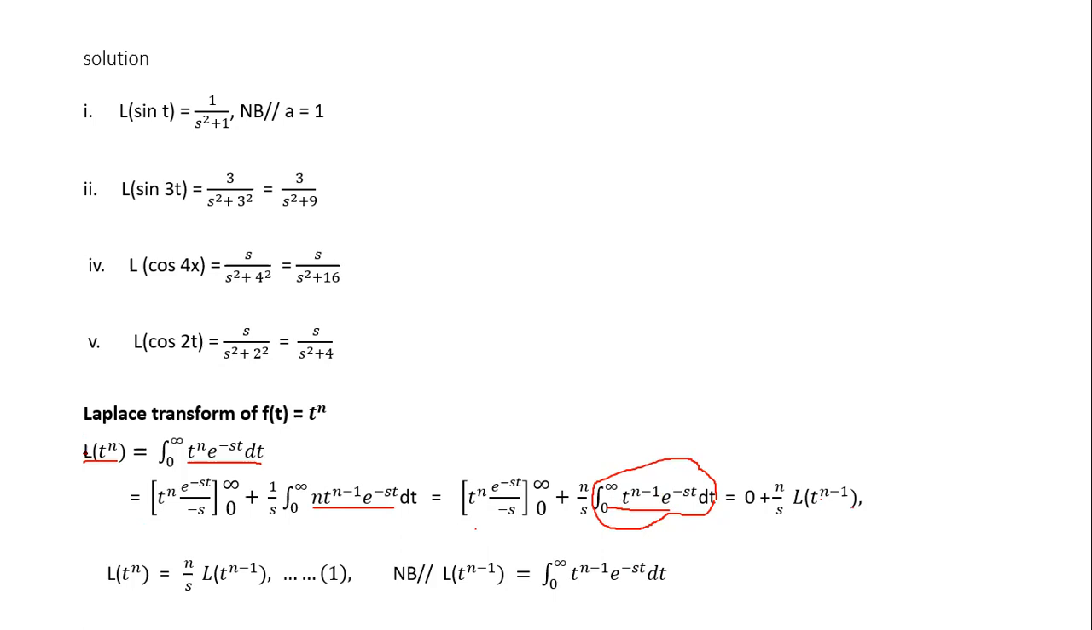So if Laplace of t power n equals the integral of t power n exponential negative st dt, then if you have the integral of t power n minus 1 multiplied by exponential negative st dt, I can also write this one as Laplace of t power n minus 1. So that's why I've made that change over there.